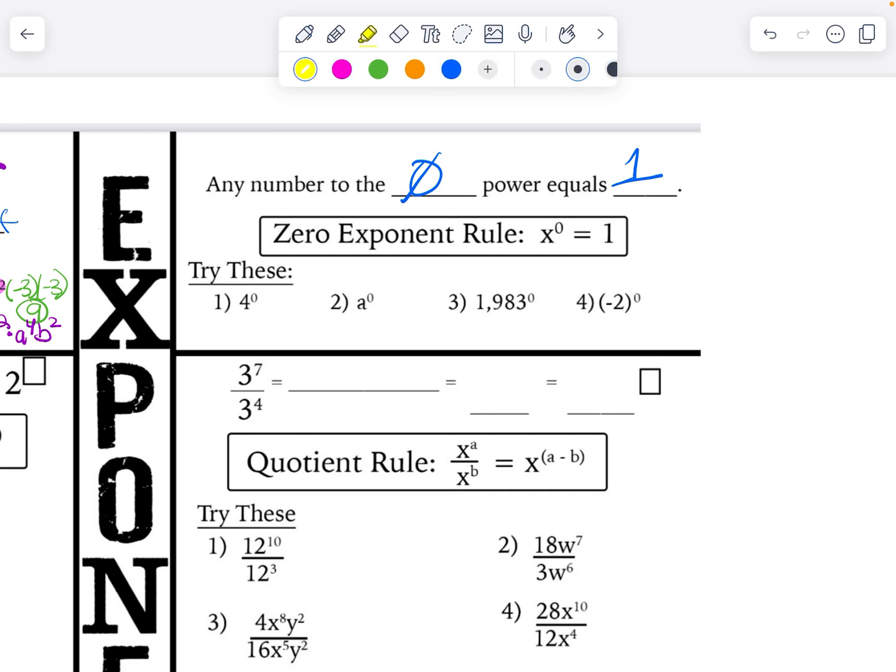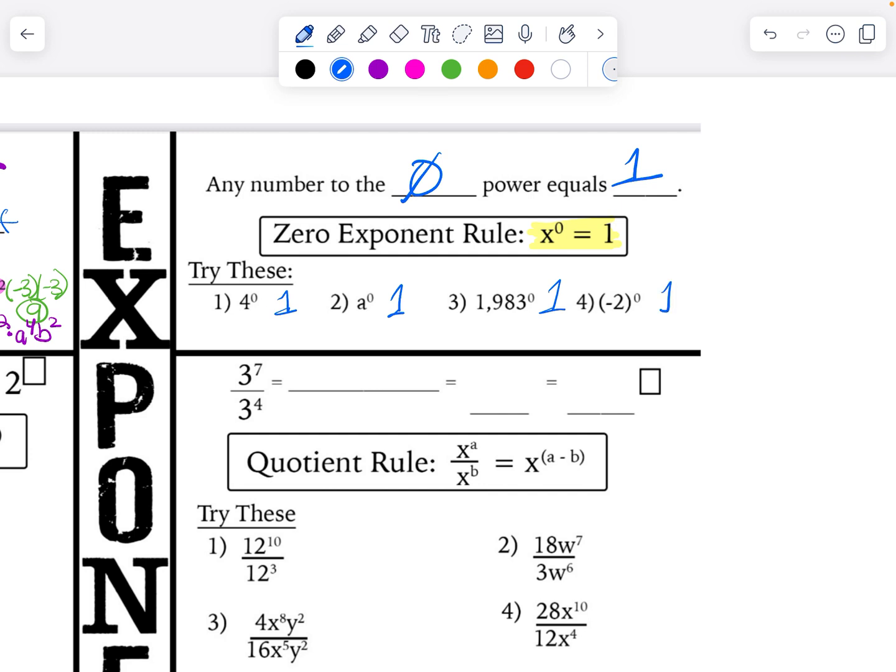4 to the 0 power is 1. 2 to the 0 power is 1. 3 to the 0 power is 1. 1,983 to the 0 power is 1. And then negative 2 to the 0 power is, guess what? 1. So keep that in your back pocket. That's a nice, easy rule. Anything to the 0 power equals 1.